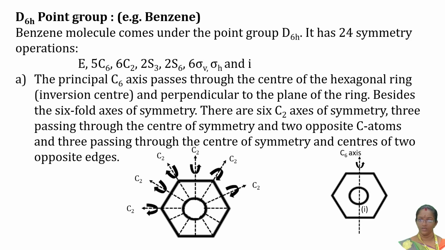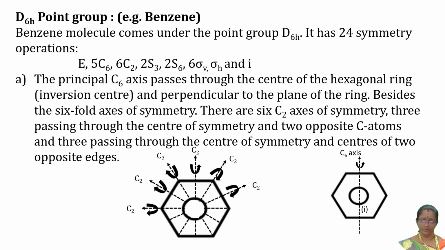D6h point group: the benzene molecule comes under this point group. It has 24 symmetry operations. They are E, 2C6, 2C3, C2, 3C2', 3C2'', 2S3, 2S6, 3 sigma d, 3 sigma v, 1 sigma h and 1 inversion center. The principal axis, that is the C6 axis, passes through the center of the hexagonal ring, which we have represented here.